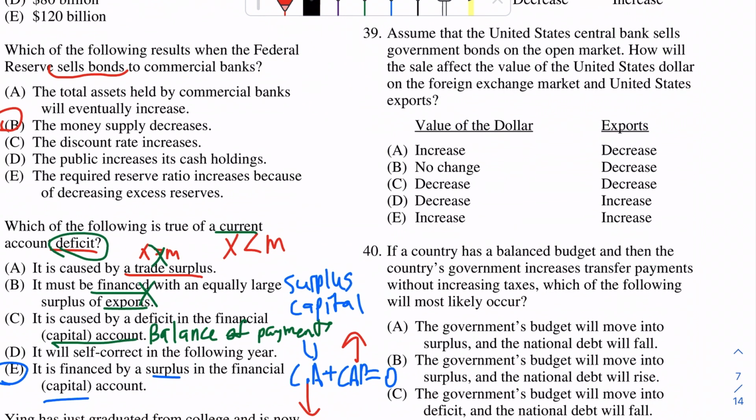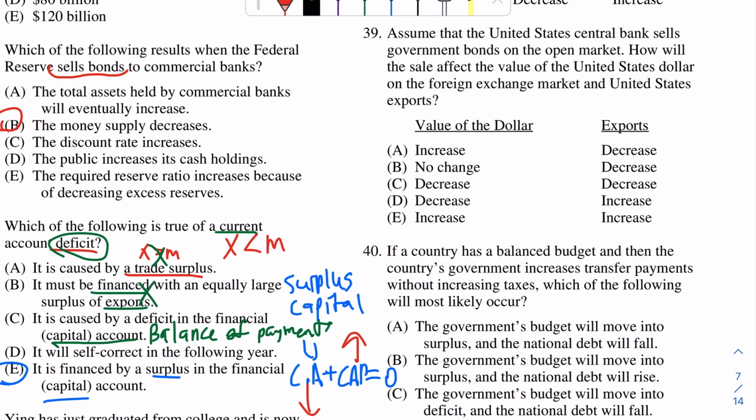39. Assume that the United States Central Bank sells government bonds on the open market. How will the sale affect the value of the United States dollar on the foreign exchange market and United States exports? So, the United States sells government bonds on the open market. So basically, they sell their bonds, so there are more bonds in the market. If there are more bonds available, someone's going to buy them. So a foreign country could buy these bonds.